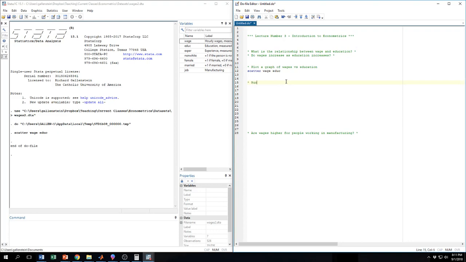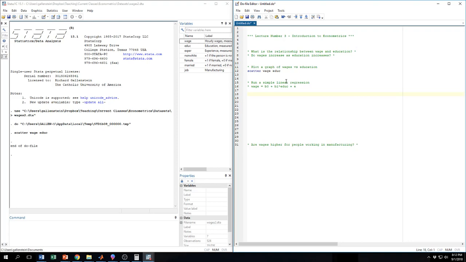So now we're going to run a simple linear regression. All right, and our simple linear regression is going to be wages equals beta naught plus beta 1 times EDUC plus an error term. Right? That's our regression model. How do we implement that in Stata?